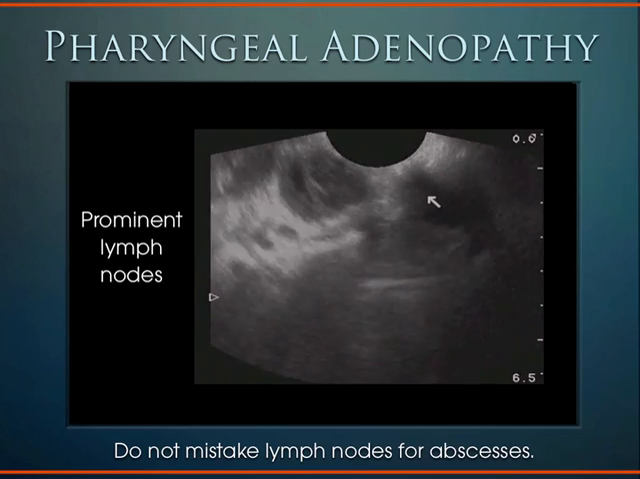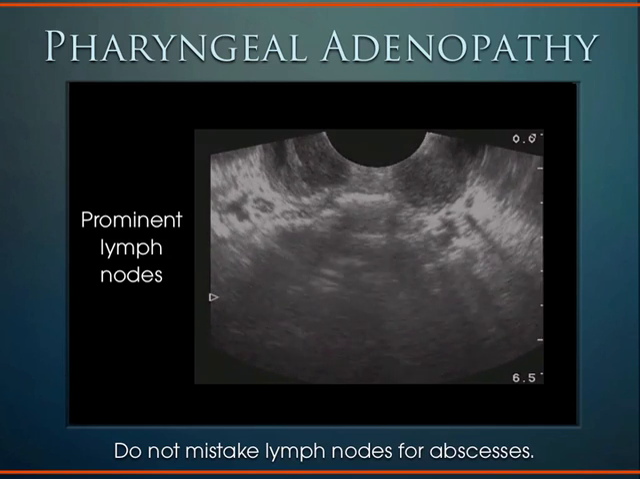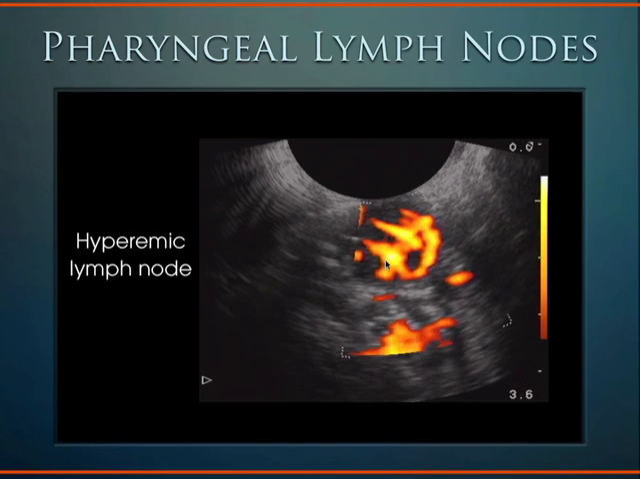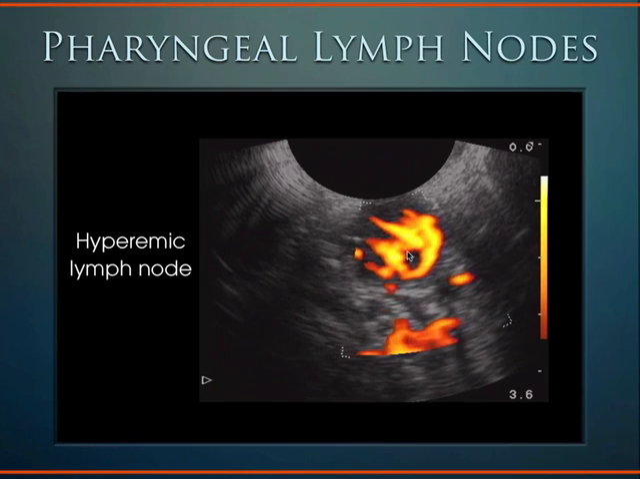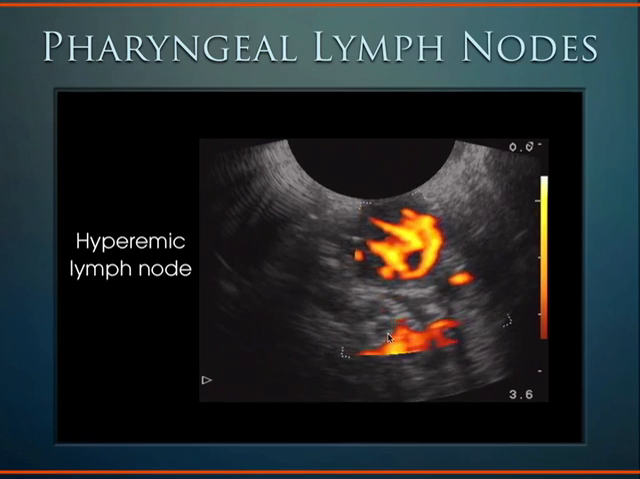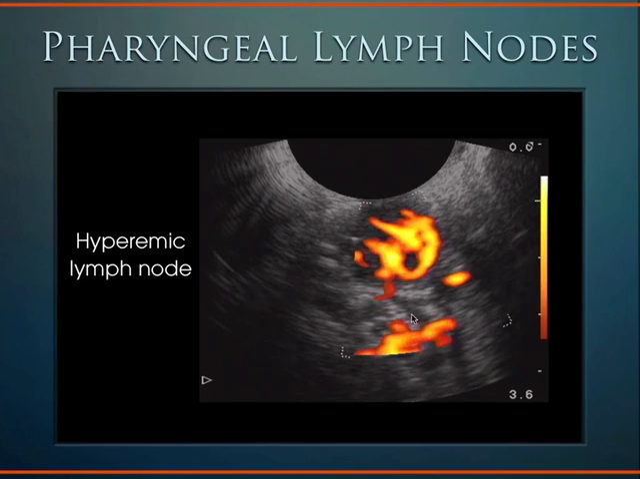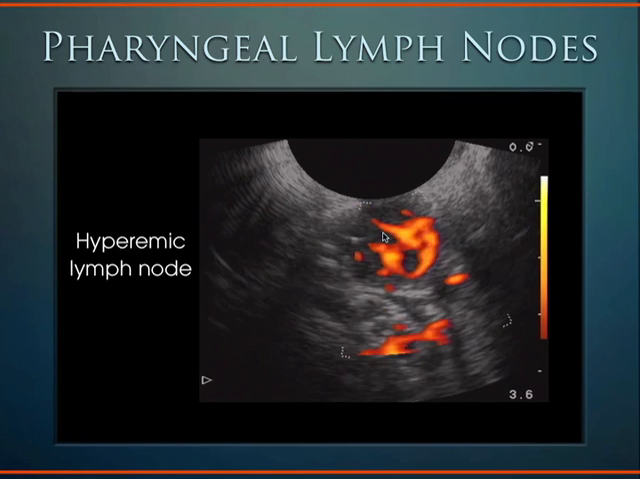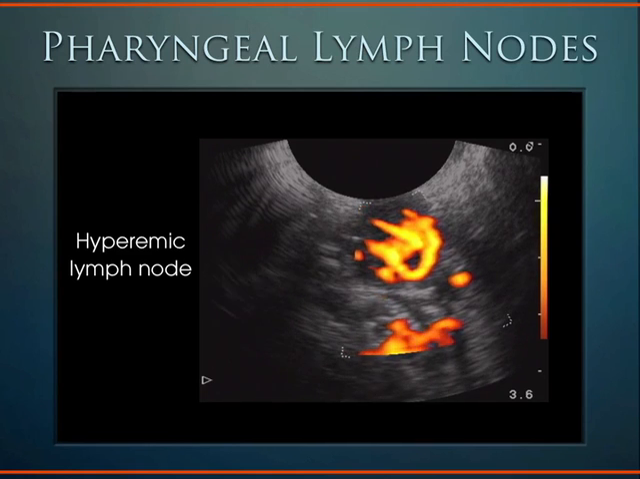Now, when you first look at that, you may wonder, wait, how do you know those are lymph nodes and not an abscess? Well, you can actually put on some Doppler, and these lymph nodes appear hyperemic in the back of the throat. This is the large vessel down here known as the carotid artery. This is the hyperemic lymph node seen over here. Do not put a needle in that. That's just a normal lymphatic reaction.